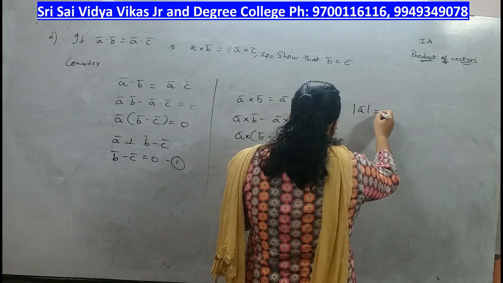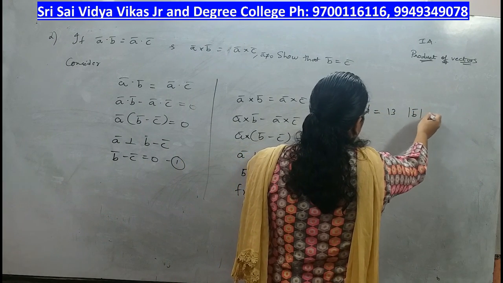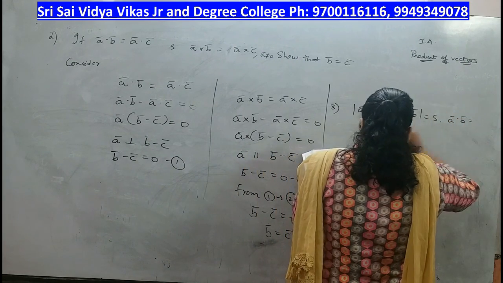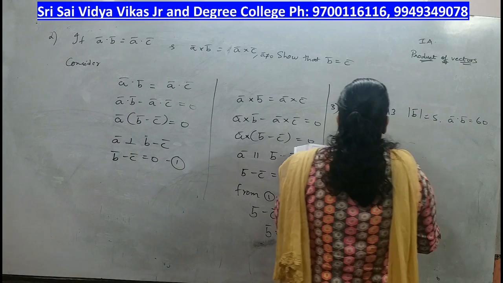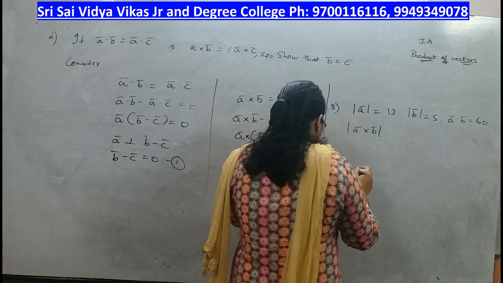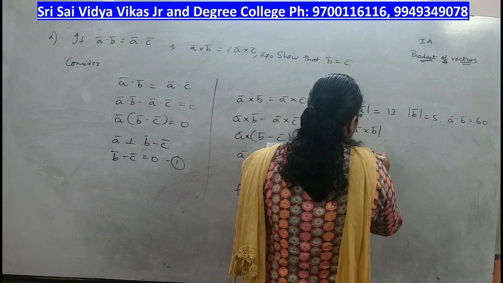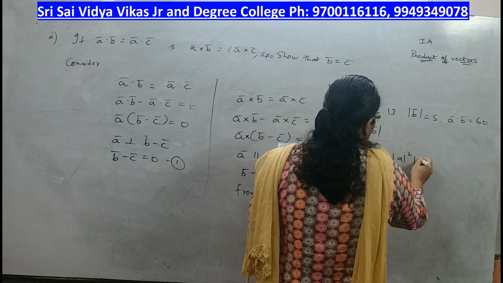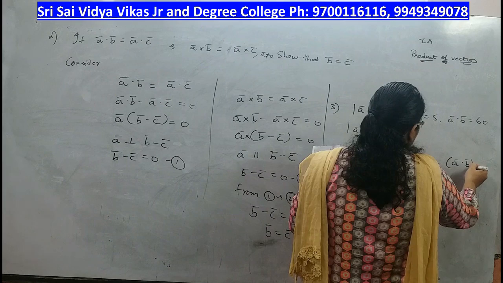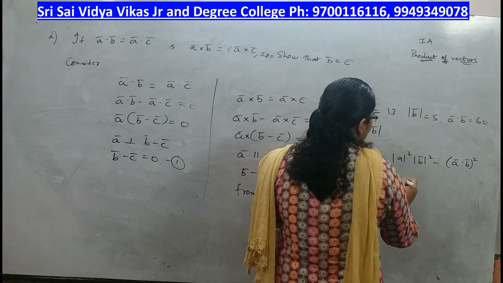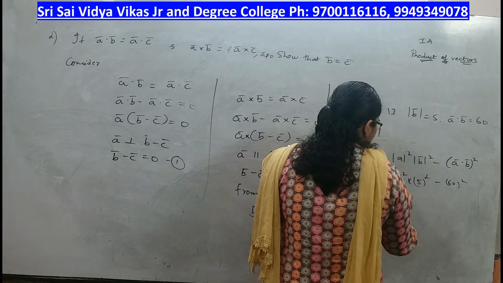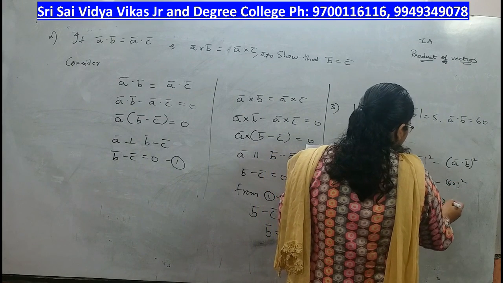Modulus of a bar is equal to 13. Modulus of b bar is equal to 5. A bar dot b bar is equal to 60. Find modulus of a bar cross b bar. We have a formula. Modulus of a bar cross b bar whole square is equal to modulus of a bar square into modulus of b bar square minus a bar dot b bar whole square. That is 13 square into 5 square minus 60 square. It's 169 into 25 minus 3600.